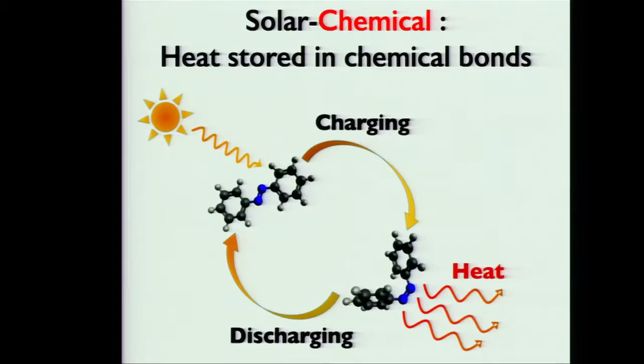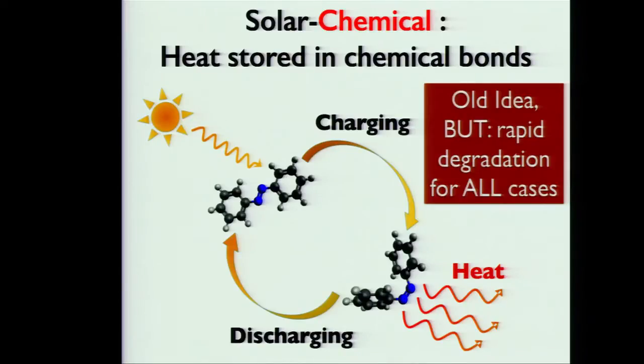These are called solar chemical or solar thermal fuels. These are molecules where when you shine light on them, they go through some kind of twist, a structural change. And they stay in that structural change until you want them to give back that energy in the form of heat. Then you trigger it, and it goes back and gives you the heat, and it's ready to be charged up again by the sun.